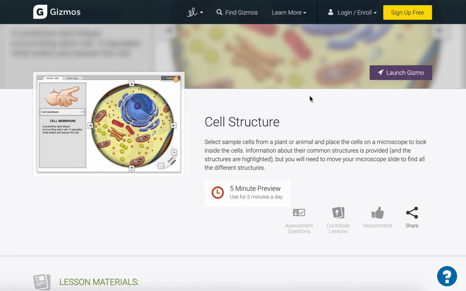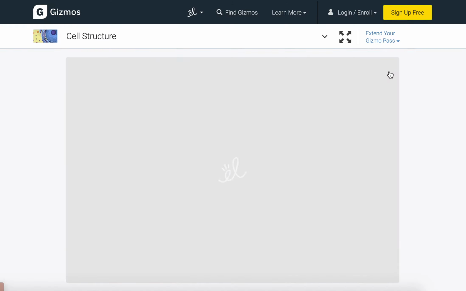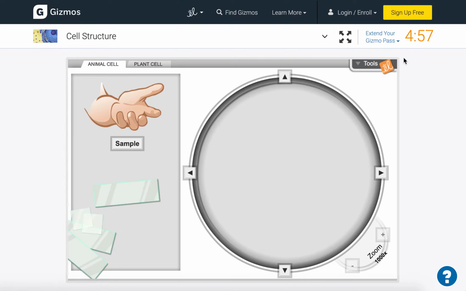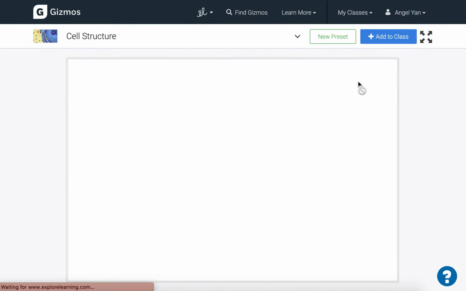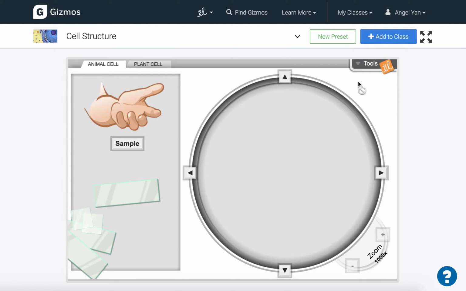When you click on this link, sometimes you may see that you only have a 5 minute preview. When you click on launch, sometimes it's going to show a timer on the right, or sometimes it might even tell you that the time is up. When you see that, make sure to click on the top where it says log in and sign in, then you will have unlimited time. So don't forget to log in and sign in.